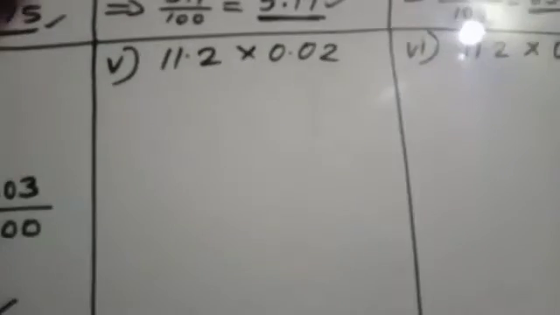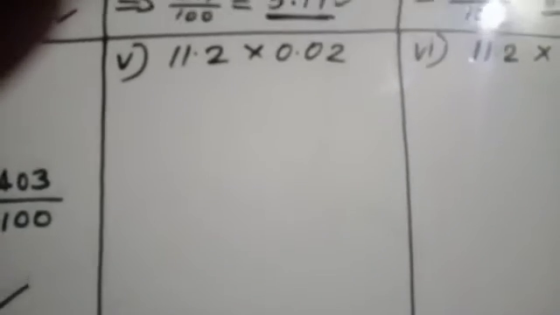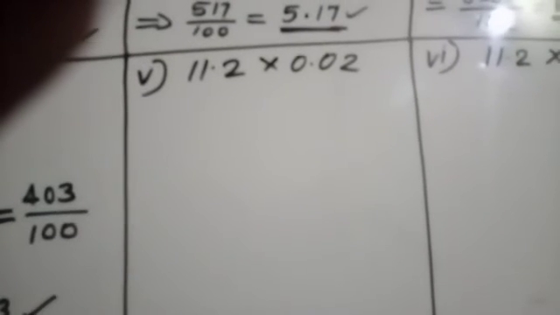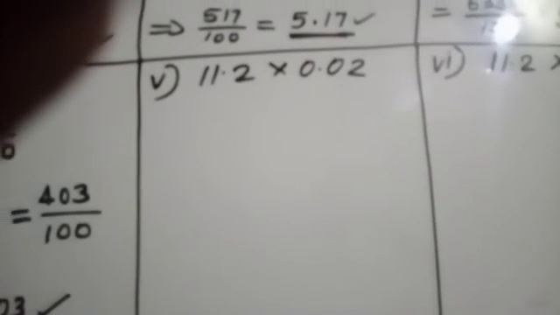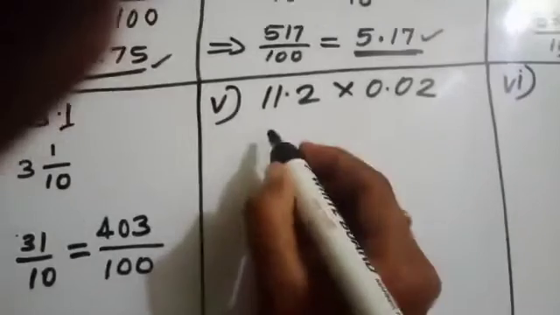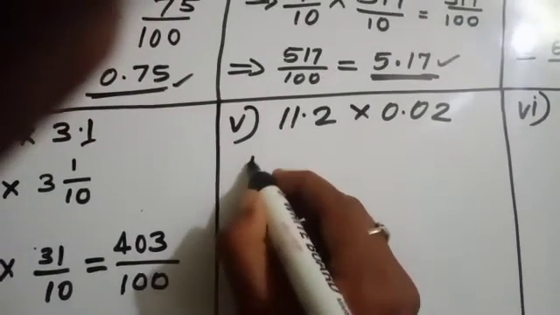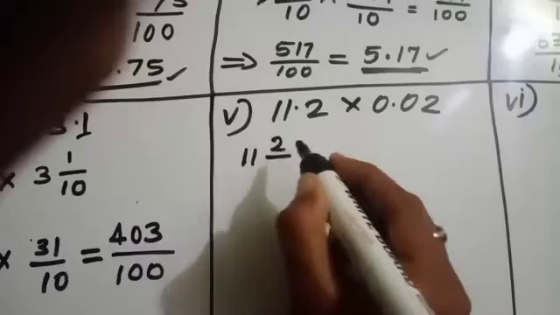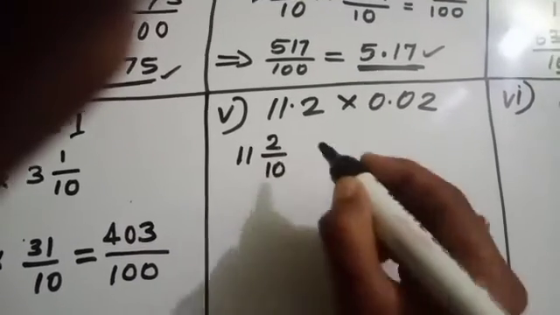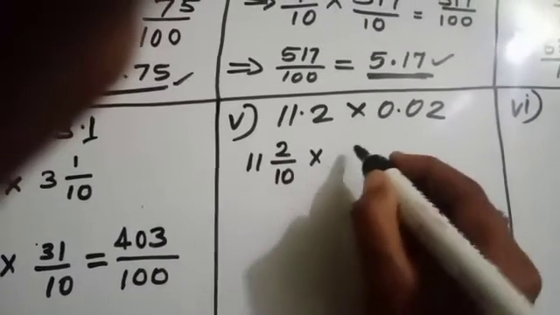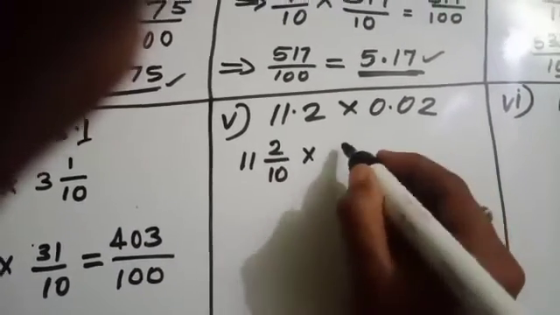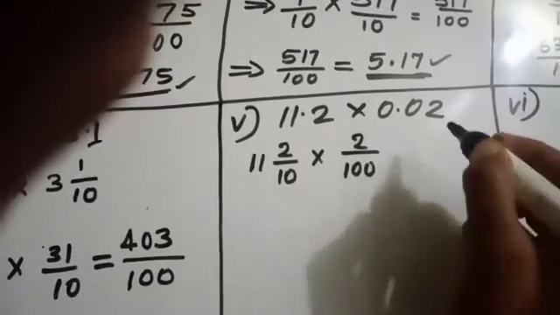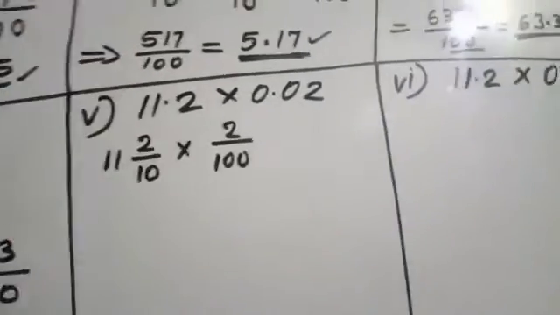Now let us switch to the 5th question, that is 11.2 multiplied by 0.02. How? Let us do it. As I told you, write in the form of fractions. 11 is the whole number. 2 is in the 10th place, so I will write 2 upon 10. Here 0 is the whole number, so I will write directly 2 upon 100, because 2 is in the 100th place.